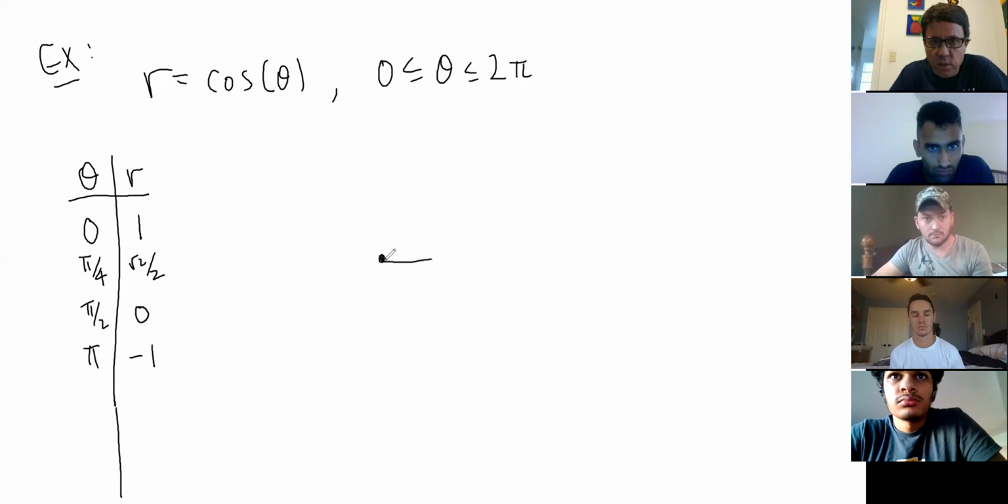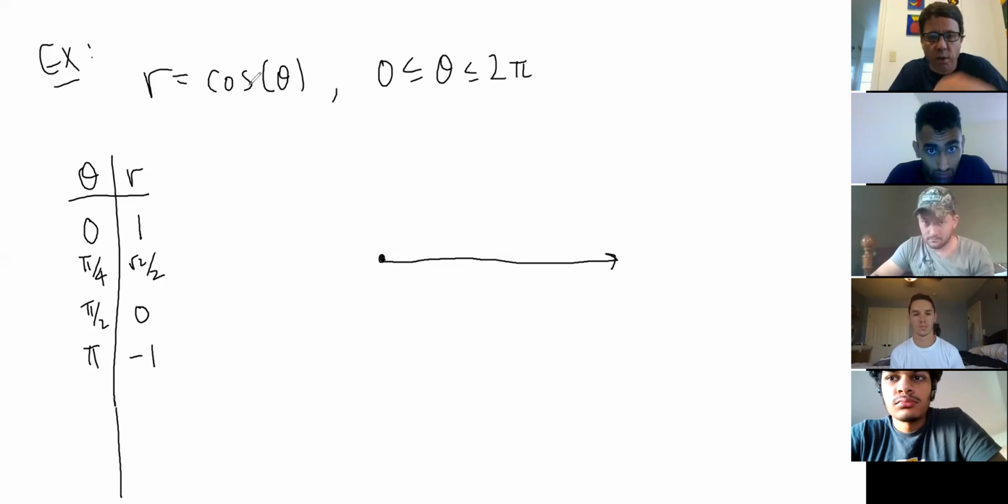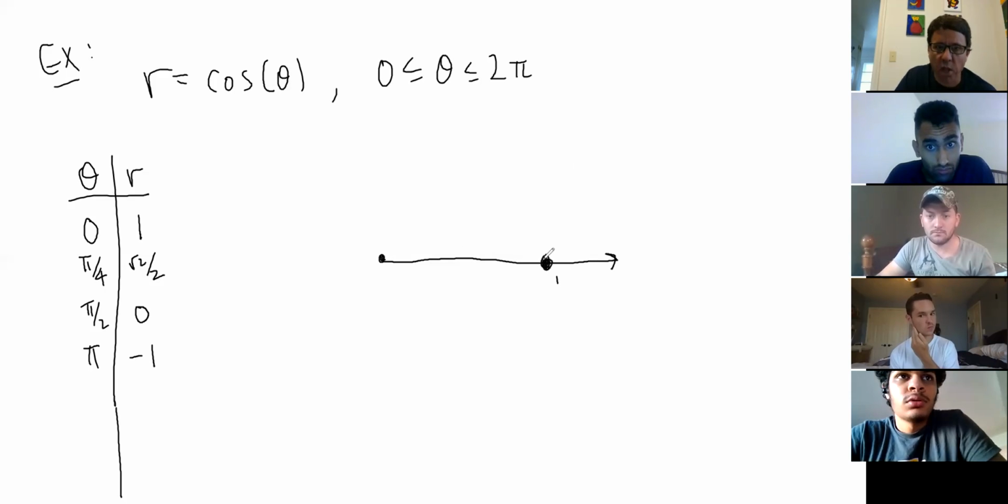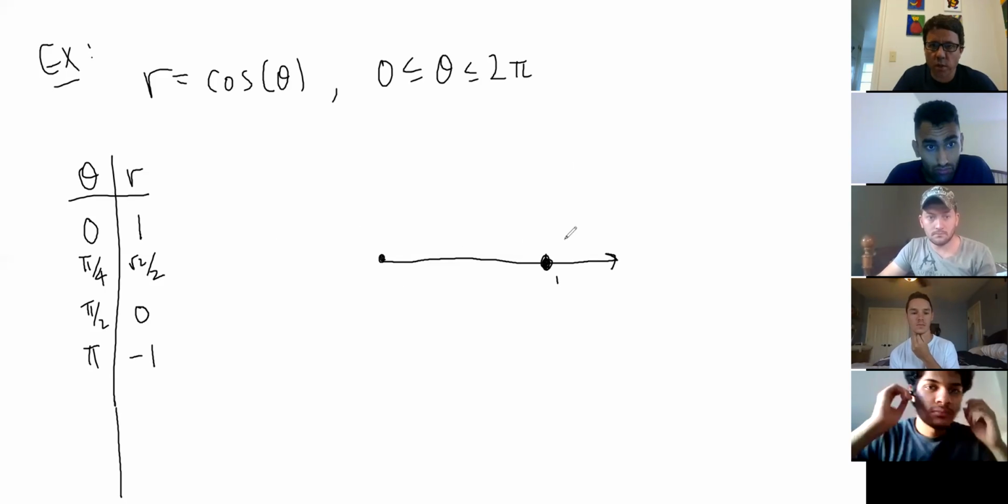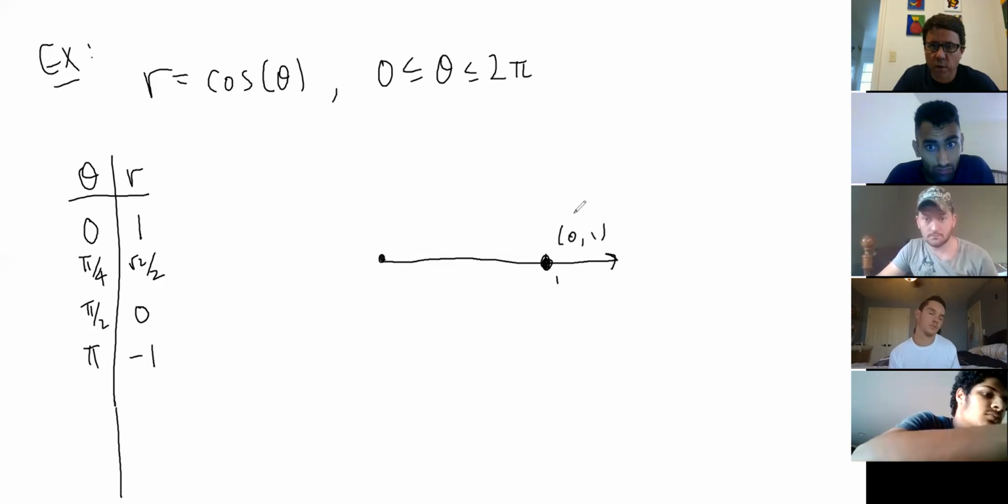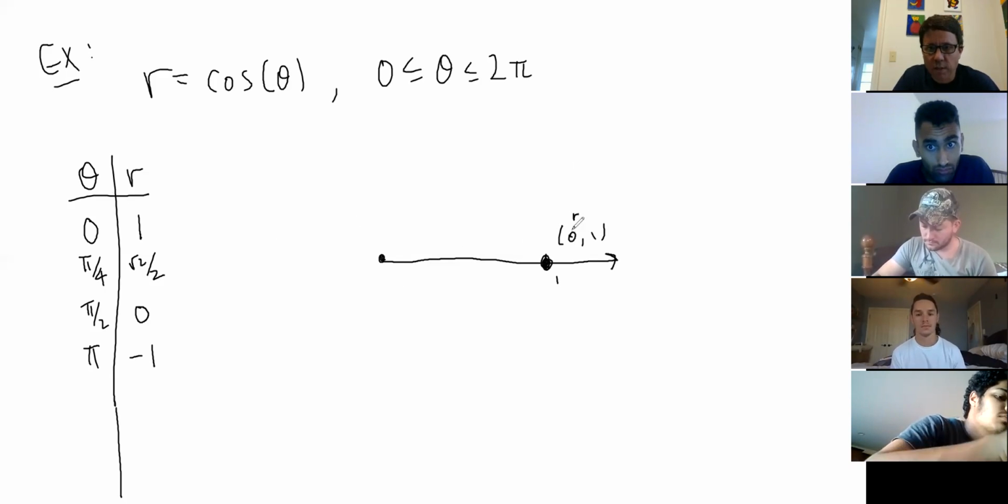So let's see. I know that the largest this can get is 1 because that's the bound on cosine. Cosine only goes between -1 and 1. So I can make this over here equal to 1. So at 0 degrees, that's here, I go 1 unit out, and I just plot the thing. So that's the first one.